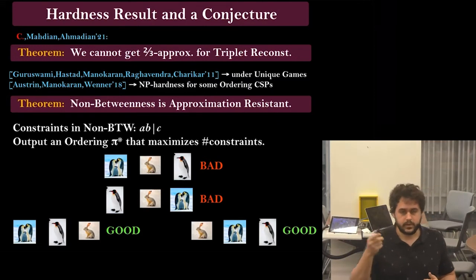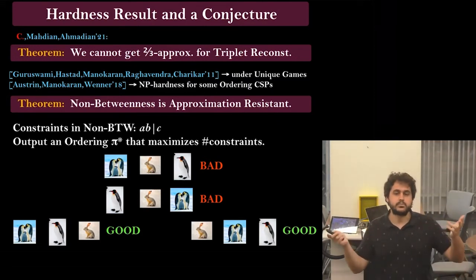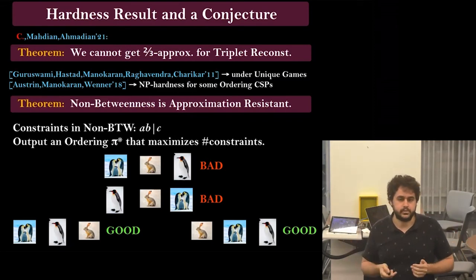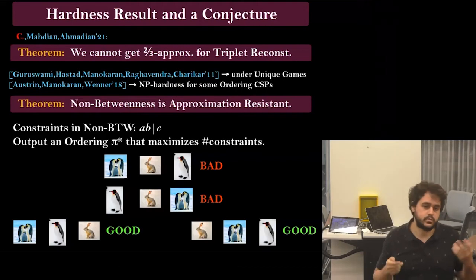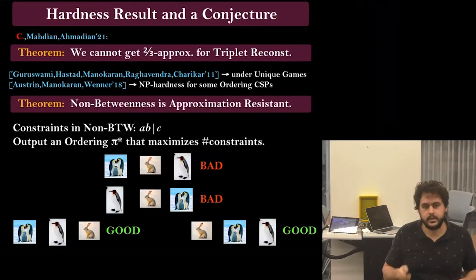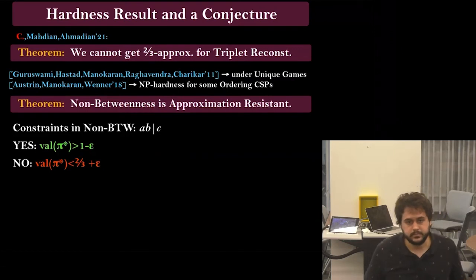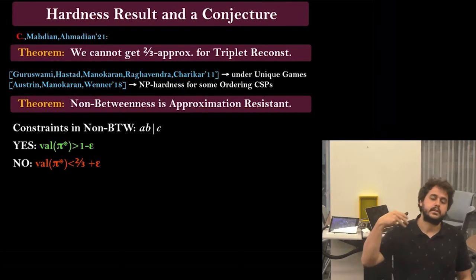And if you do the combinations, there are 6 permutations, and the random solution will get a 2/3 approximation for this problem. There are 4 good permutations and 2 bad. And this is tight. That's the Guruswami result, that you cannot do better. And actually, the result is slightly stronger.